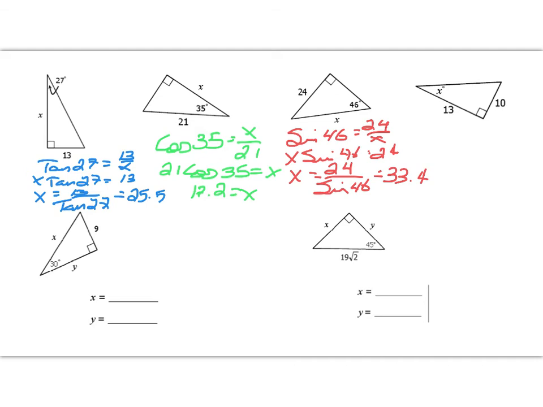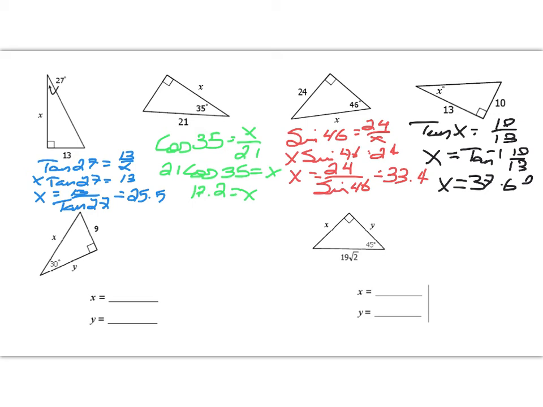Okay, next color. This one we're going to use tangent. So the tangent of x is equal to 10 over 13. And remember this, when you're looking for the angle, you have to use the arc or the inverse. So tangent -1 of 10 over 13. Therefore, the angle is going to be 37.6 degrees. Okay, let's go down here and let's work on this one down here.